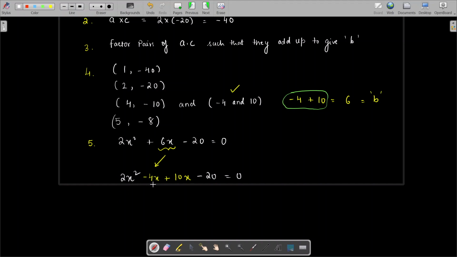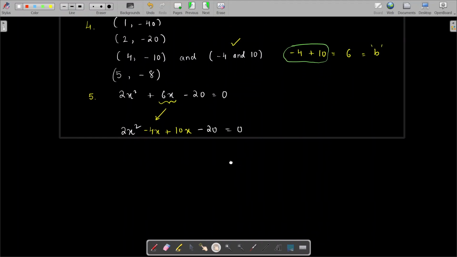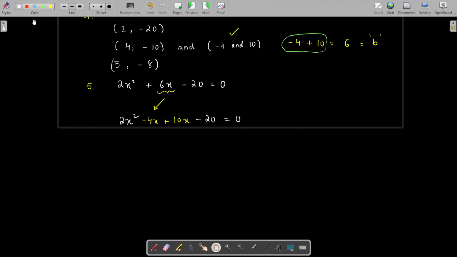Right? I can do that. Negative 4x plus 10x is nothing but 6x. Now we will find the greatest common factor of the first two terms, and then the greatest common factor of the next two terms, and we will factor that out. The greatest common factor of 2x squared and negative 4x is 2x. So we will factor out 2x.